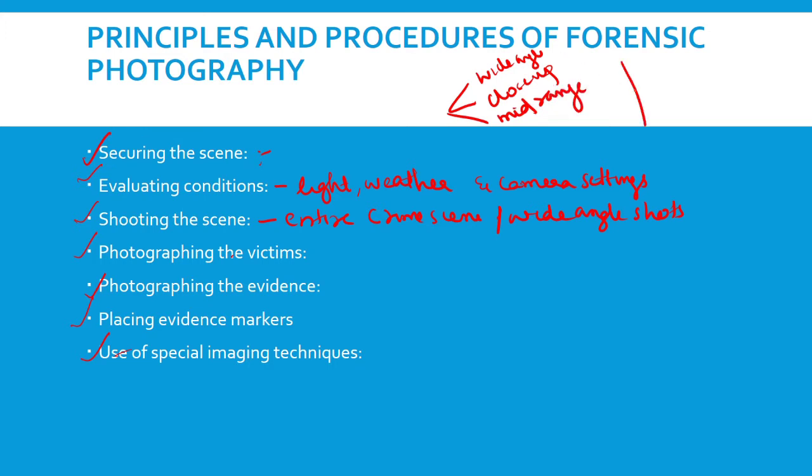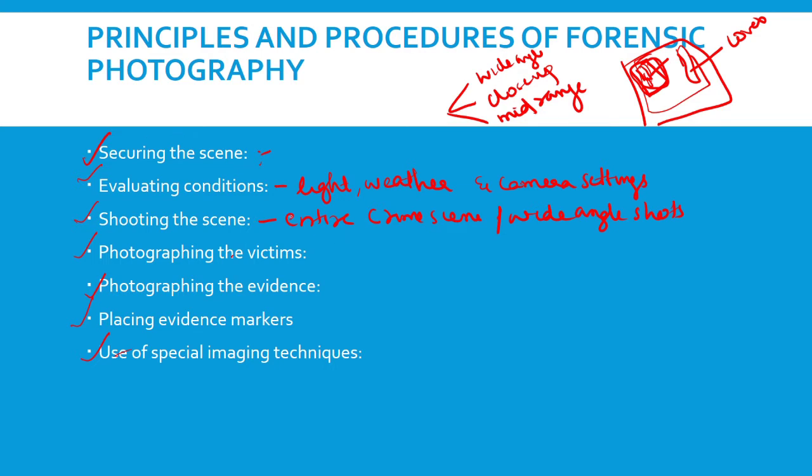In the wide angle you have to cover the entire crime scene. In close-up shots, if there is an evidence item, a knife for example, you have to take only that one. This is the close-up shot. Or for the victim, you take a close-up photo of the victim, and in wide angle you cover the entire scene. In mid-range you cover the evidence along with the surrounding area. So those are the three types of photography. In shooting the crime scene you have to take the entire scene using wide angle shots, and also the close-ups and mid-range.